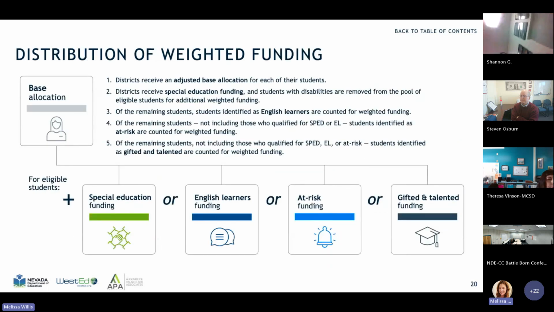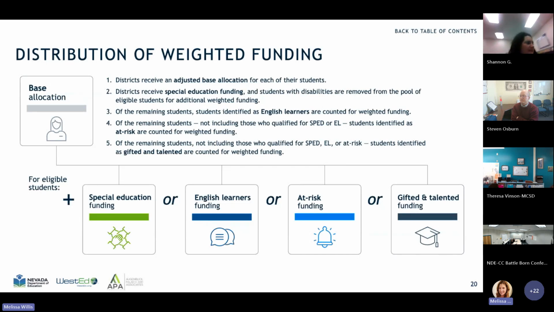Let's review the distribution of the weighted funding. First, districts receive an adjusted base allocation for each of their students. Next, districts receive special education funding and students with disabilities are removed from the pool of eligible students for additional weighted funding. Of the remaining students, students identified as English learners are counted for weighted funding. Of those remaining students, not including those who qualified for special education or English learner weight, students identified as at risk are counted for weighted funding.